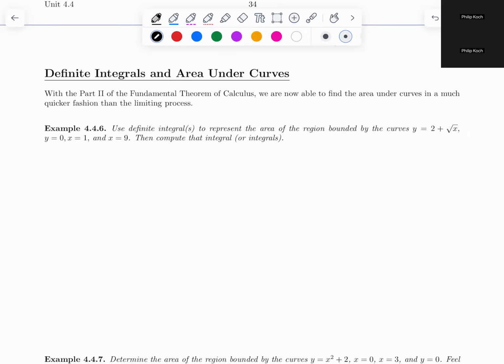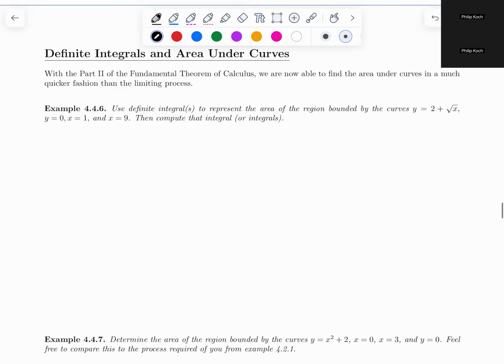Context is needed here. This is saying the area of the region. I'm talking about an actual area now. I want a positive number. So if my curve ends up being below the x-axis, I need to tack on negative signs to account for that. So it depends on the context. Here it's not saying evaluate this definite integral, because a definite integral by itself with no context can be positive or negative. But here I want actual area.